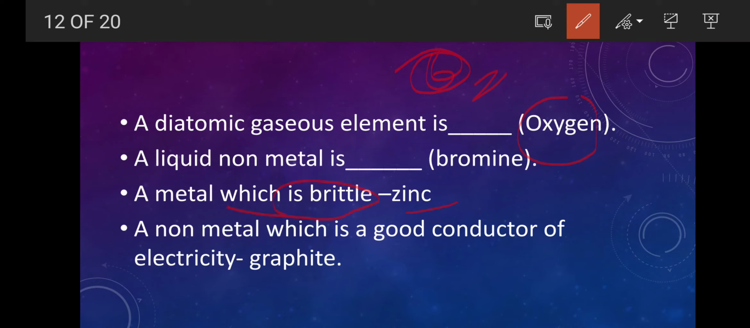A metal which is brittle in nature, which one? Zinc is the correct answer. A non-metal which is a good conductor of electricity, the answer is what? Graphite. And graphite is a form of carbon. Okay.